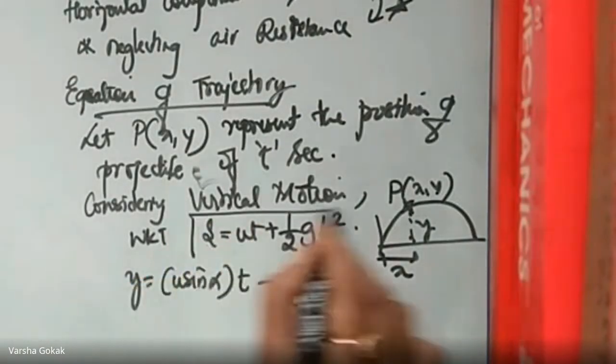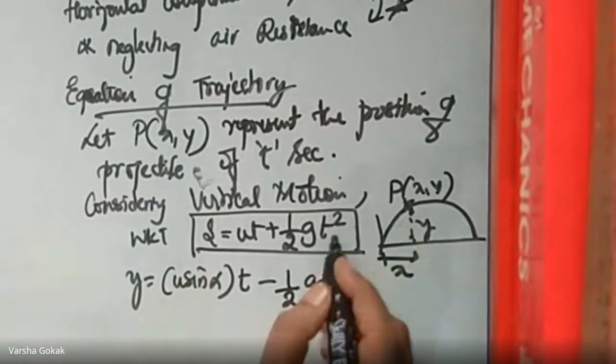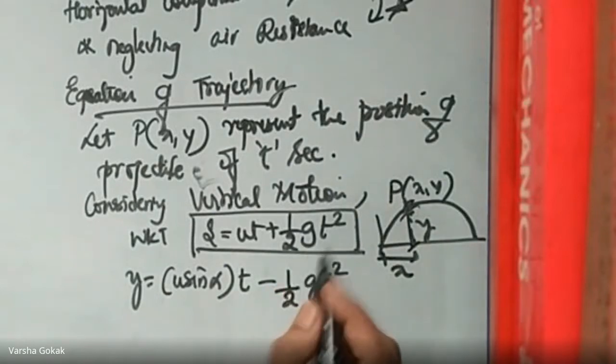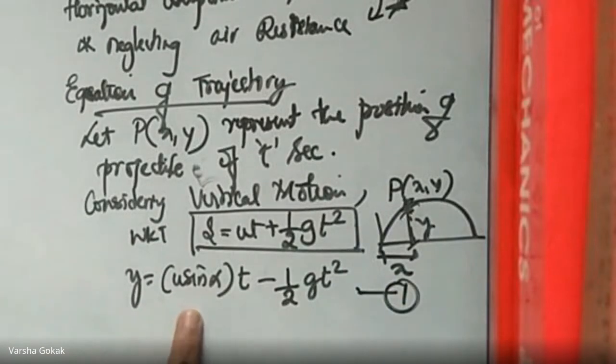Okay, I have used this equation only, in which we have substituted for our condition. So s is the distance traveled, that is the y distance, and minus is because it is going against the gravity. So this is the vertical component, first equation.